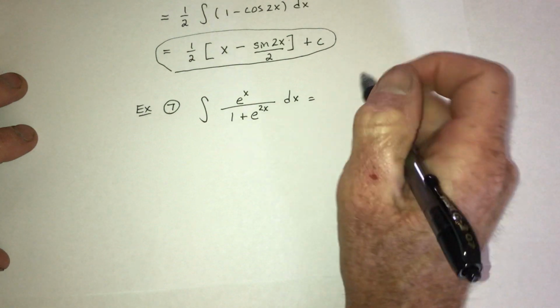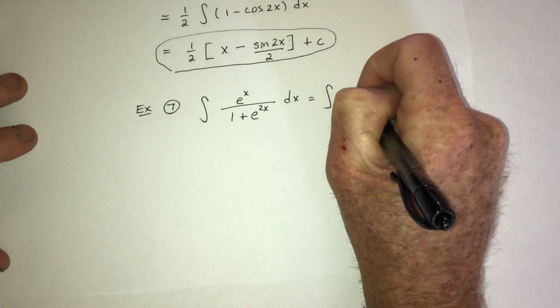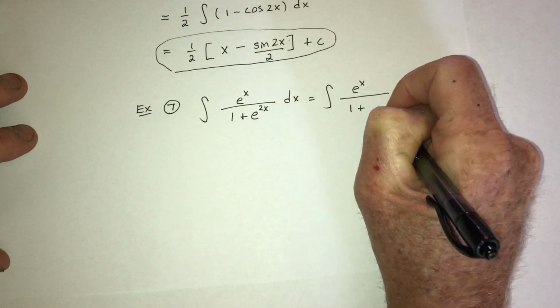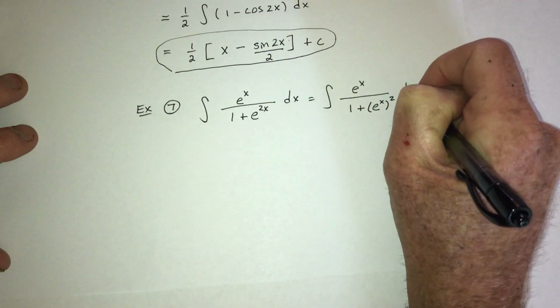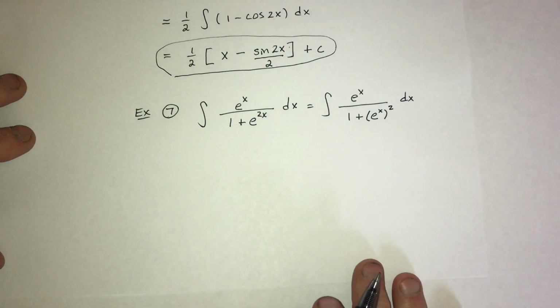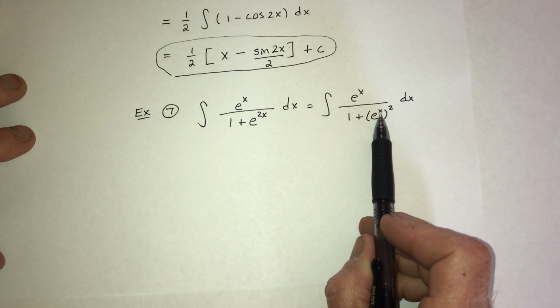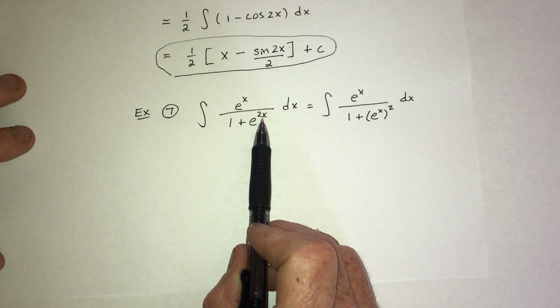Then what I could do is rewrite this. So it's going to be the integral, on the top is e to the x, on the bottom is 1 plus e to the x, squared. Because when you raise a power to a power, that means you need to multiply these two exponents. And that's what that is.